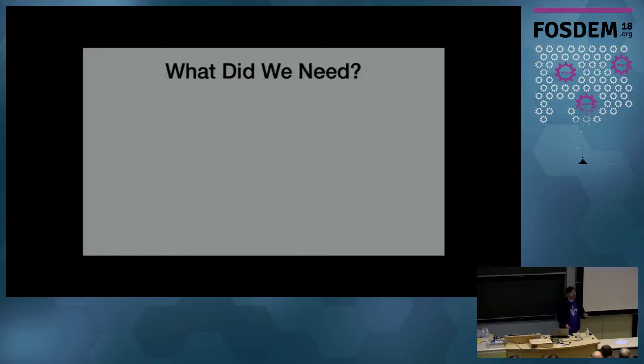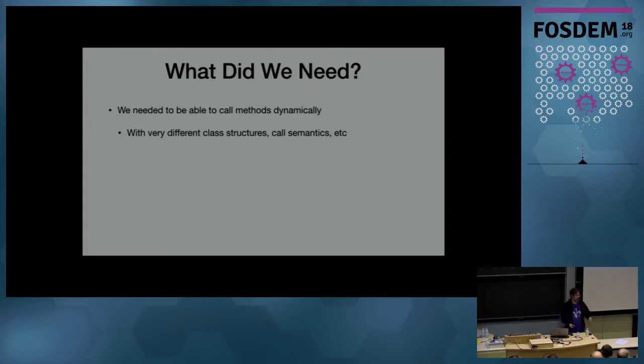So what is it that we needed, at least on JRuby, Groovy, the dynamic language side of things? Well, we need to be able to call methods dynamically, obviously. We need to be able to look them up when they're called based on name or based on name and types, and potentially with very different class structures. Both Groovy and JRuby have a metaclass structure that's essentially a big hash. And the way that you define new methods is you stick methods into that hash under some name. It's not like a typical Java class, so we needed a different way of doing lookup and dispatch.